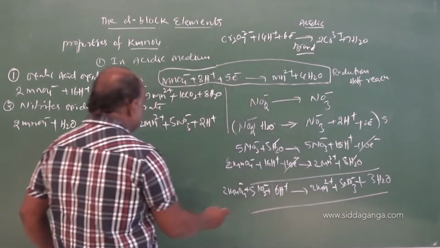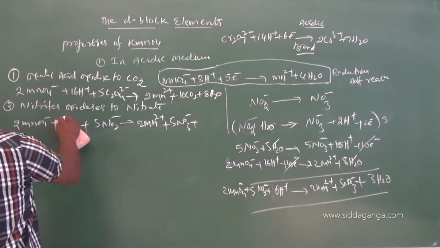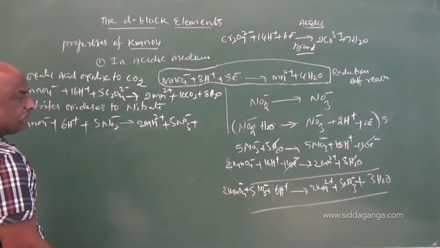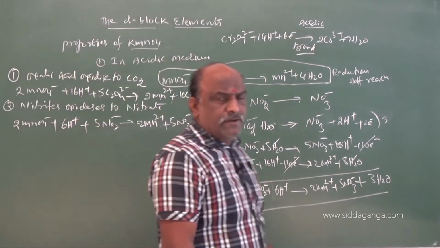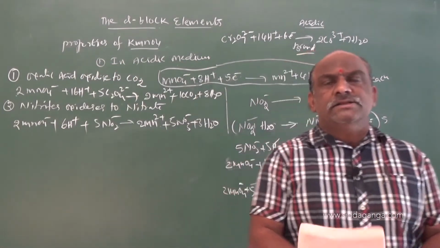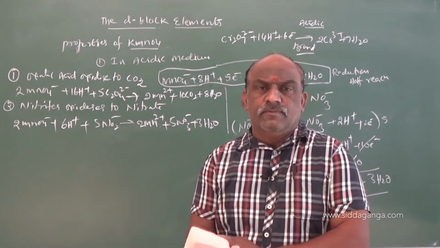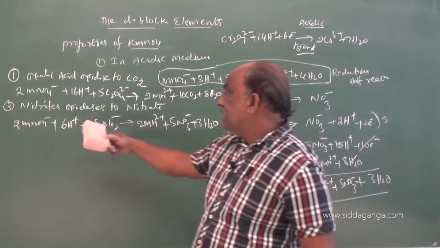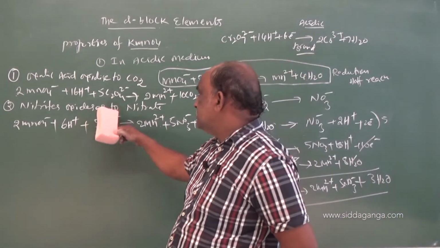Then you can do like this. Again we made a mistake here, see this: 6H plus and 3H2O like this. So after balancing you have to join the oxidation reaction and the reduction reaction. So nitrites oxidize to nitrate.